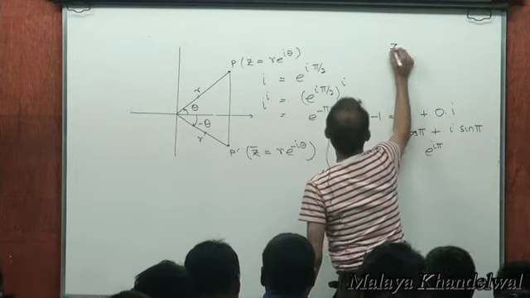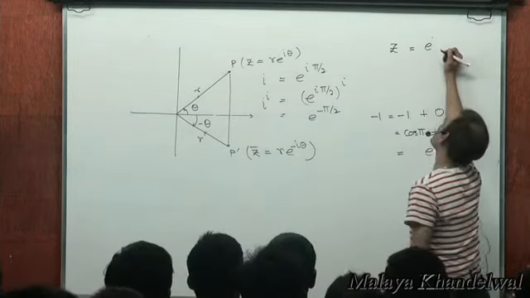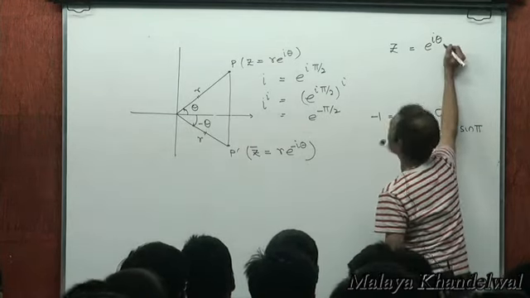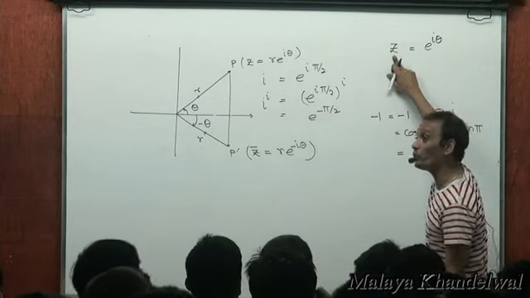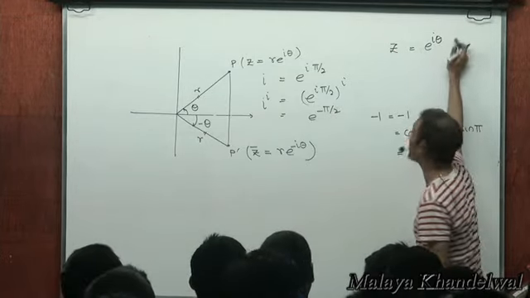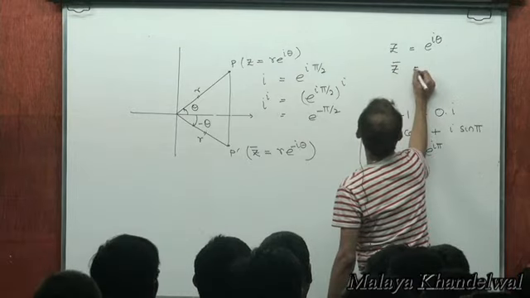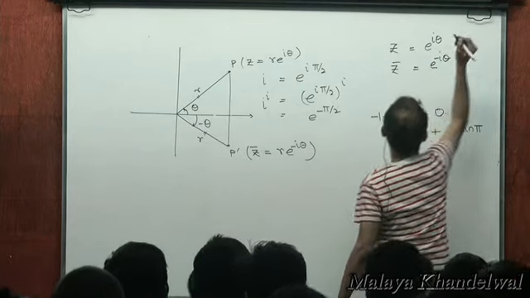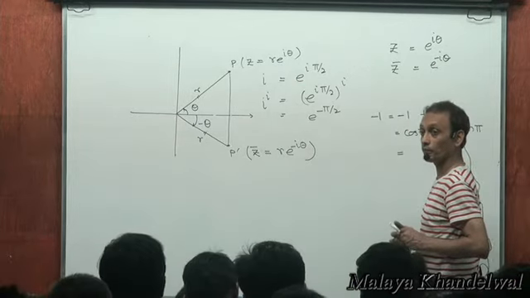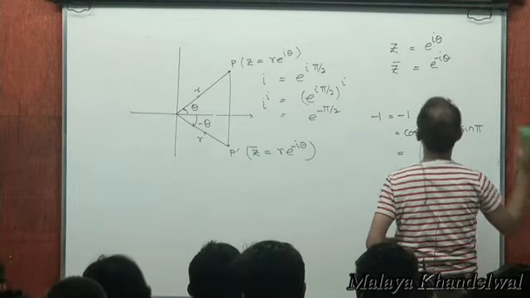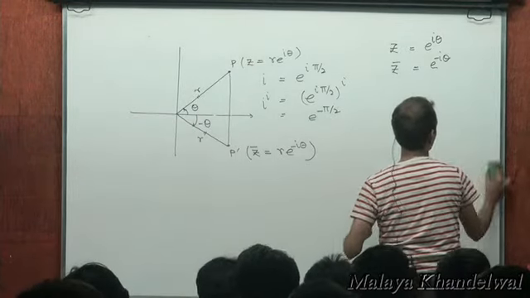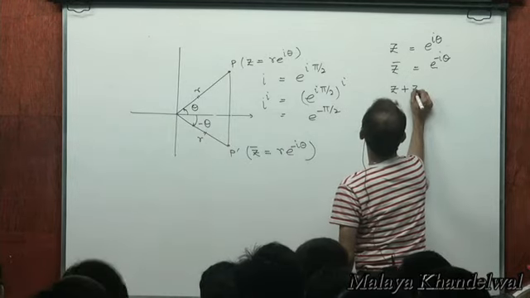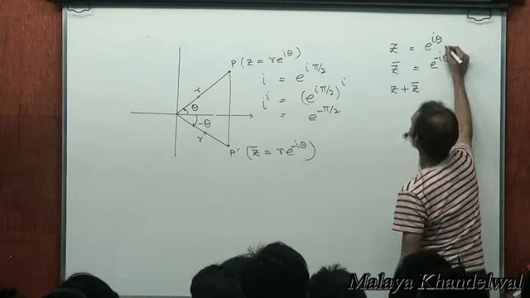If z is e power i theta, then what's the modulus? Mod z is 1. Z bar is going to be 1 e power minus i theta. Right? And do you realize z plus z bar? What is e power i theta? Cos theta plus i sin theta?